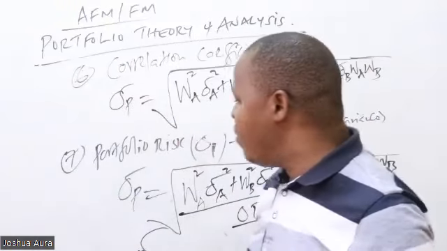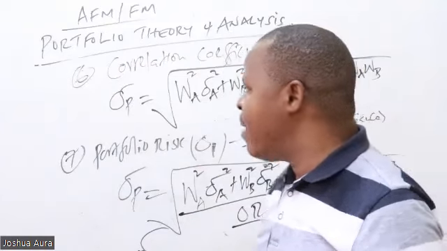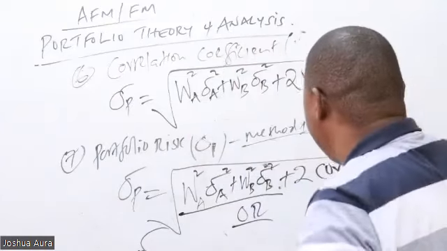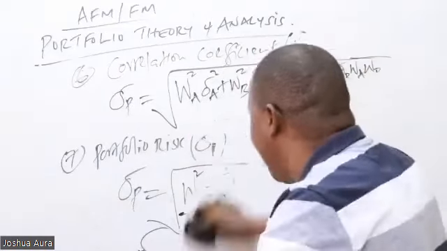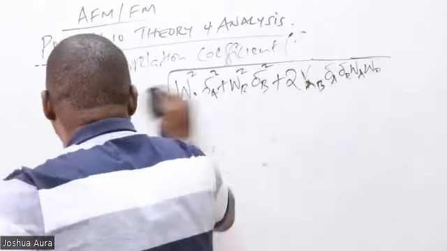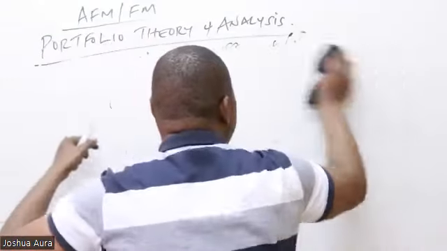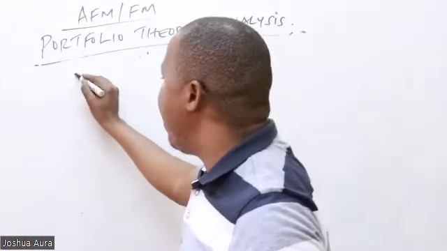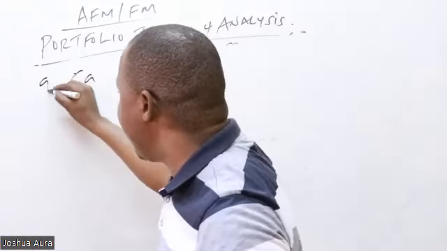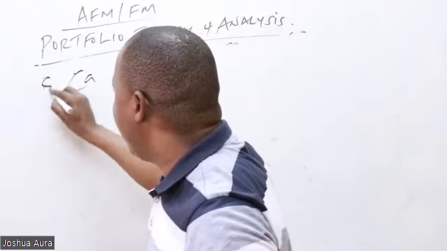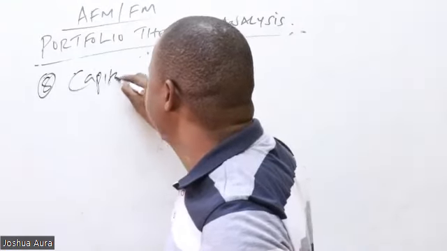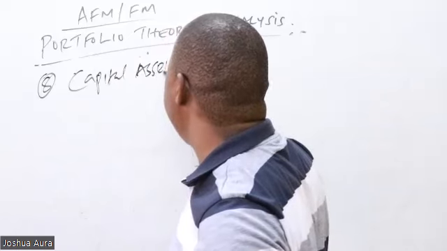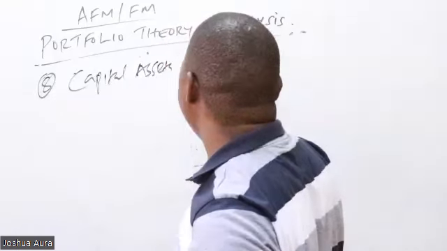So allow me to move to item number 8, especially for the advanced guys. There is something called CAPM, the capital asset pricing model. This is item number 8.